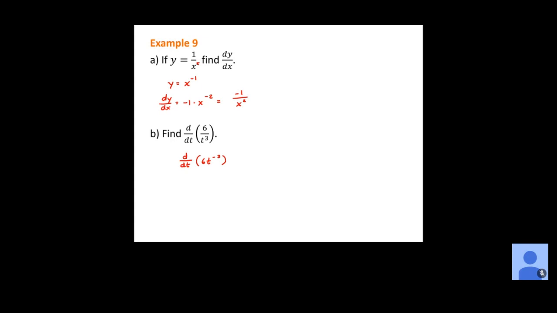Now, what would our derivative be if we take the derivative now? Good. Negative 18 t to the negative 4. And again, we're not going to leave those negative exponents on our variable, so move that to the denominator. Perfect. Negative 18 over t to the 4th power. That's our answer.